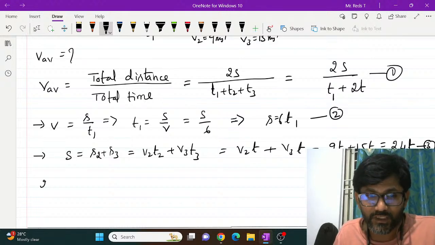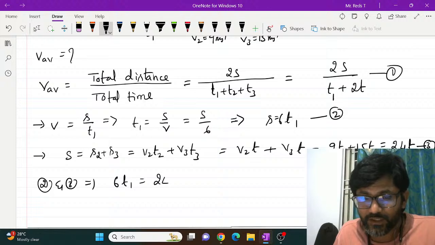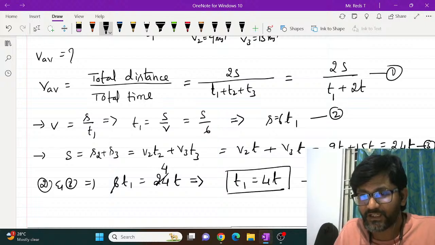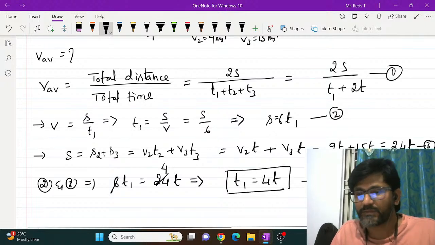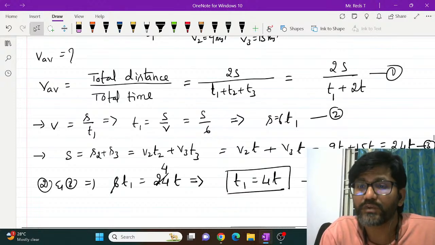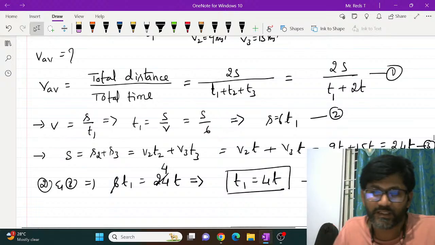So from 2 and 3 you can take 6T1 is equal to 24T. On simplifying this, 6 1s are 6, 6 4s are 24, this implies T1 is equal to 4T, right? This you can take as equation 4, step by step for understanding purposes. Now what do we actually want? V average. Now look at equation 1. If you substitute this in equation 1, you will get the answer.